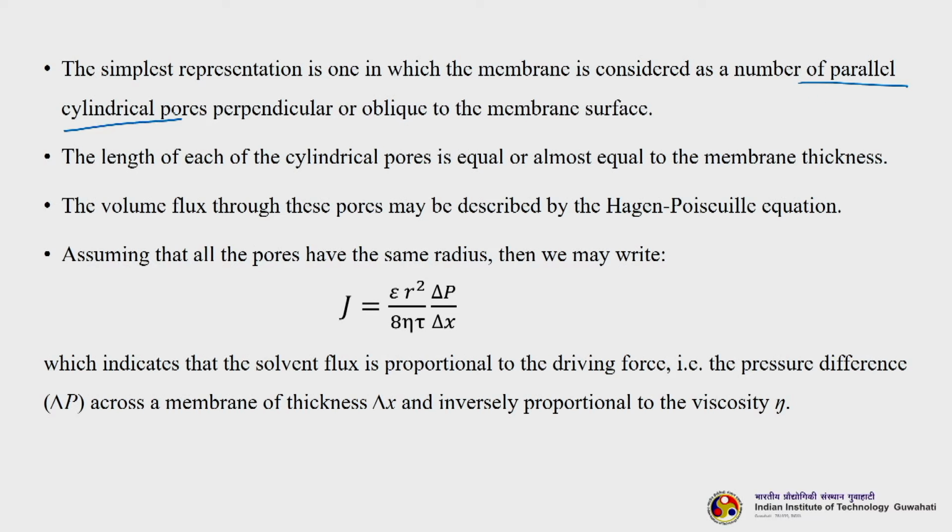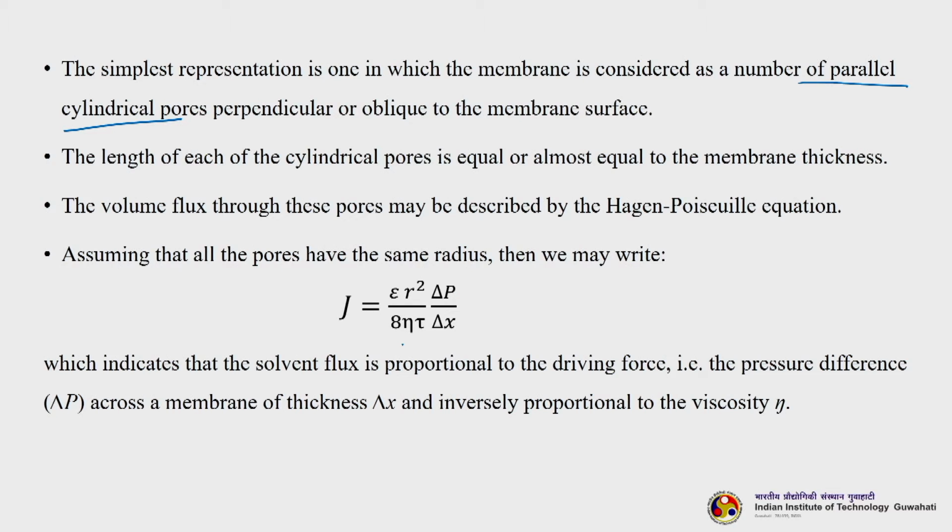So, recall the Hagen-Poiseuille equation. This is the equation in which it is assumed that the pores are parallel cylindrical pores, perpendicular or oblique to the membrane surface. Now, the length of each cylindrical pore is equal or almost equal to the membrane thickness, and the volume flux through these pores may be described by this Hagen-Poiseuille equation.